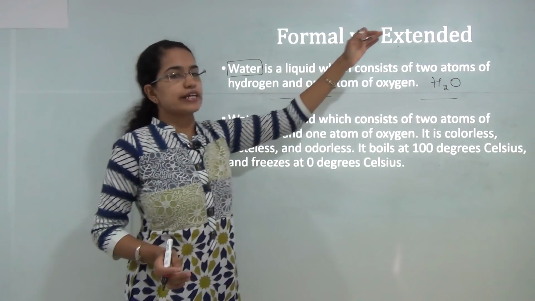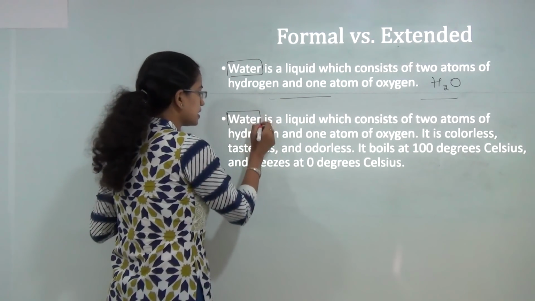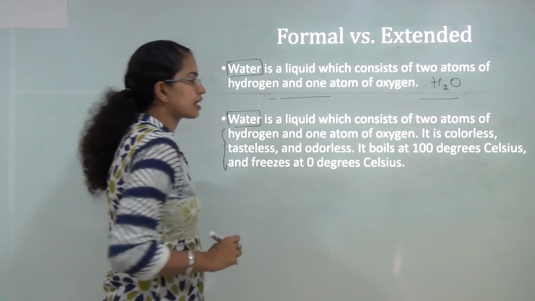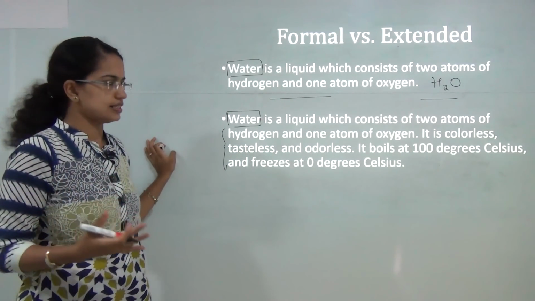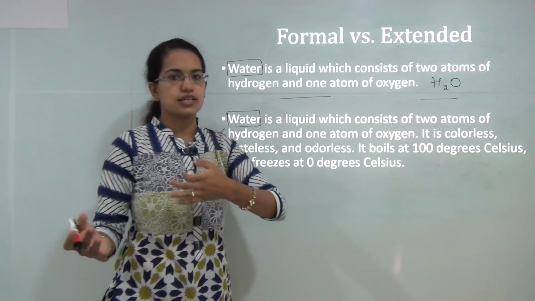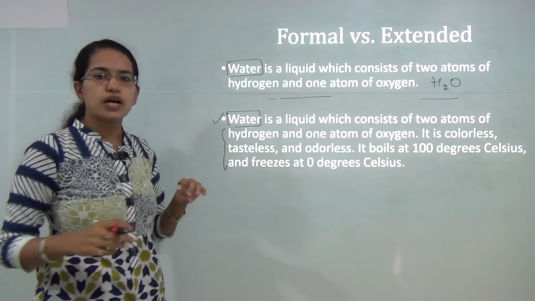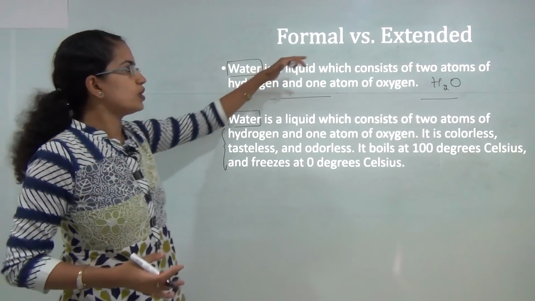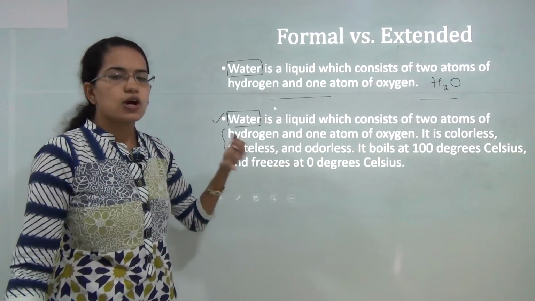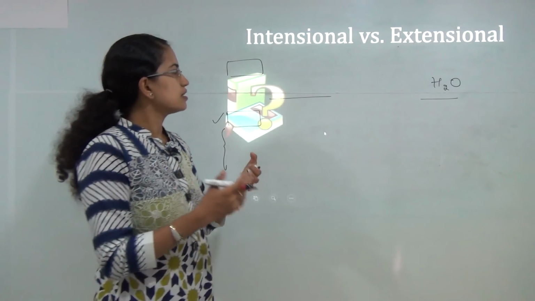But when I talk about an extended definition of water, what I can include is what I said in the formal definition. Along with it, I am trying to explain the physical or the chemical properties and some basic characteristics. So I can say it's colorless, tasteless and odorless, it boils at a certain degree and it freezes at a certain degree. So that is what I am trying to incorporate into an extended definition. So this was a very formal or a very simple classification, I could say, to understand what a definition is. Now let's move on to something a bit more comprehensive.